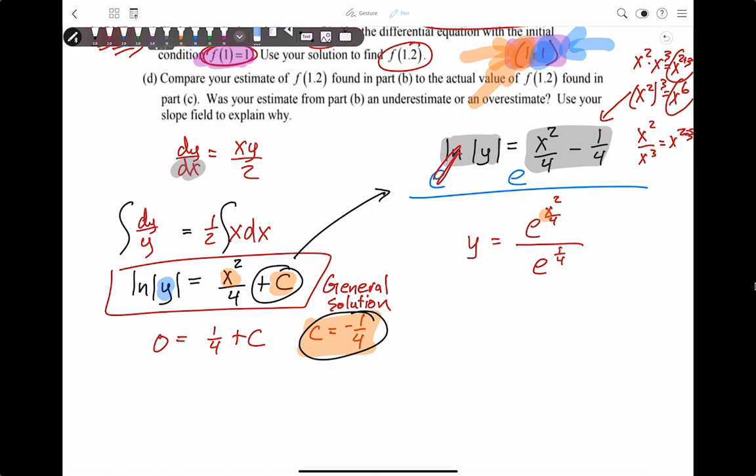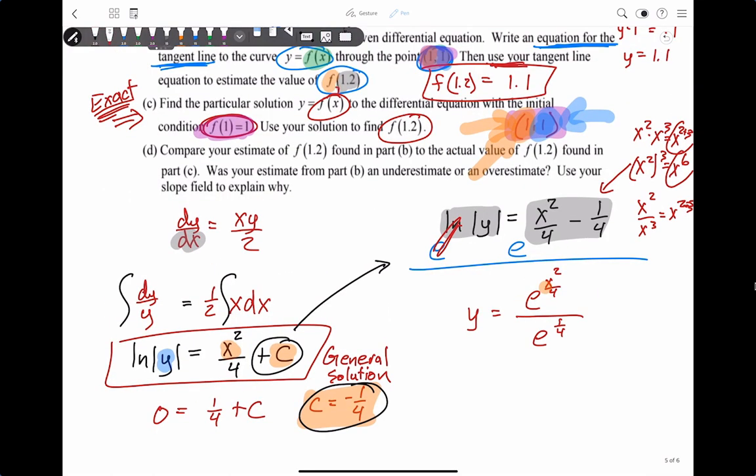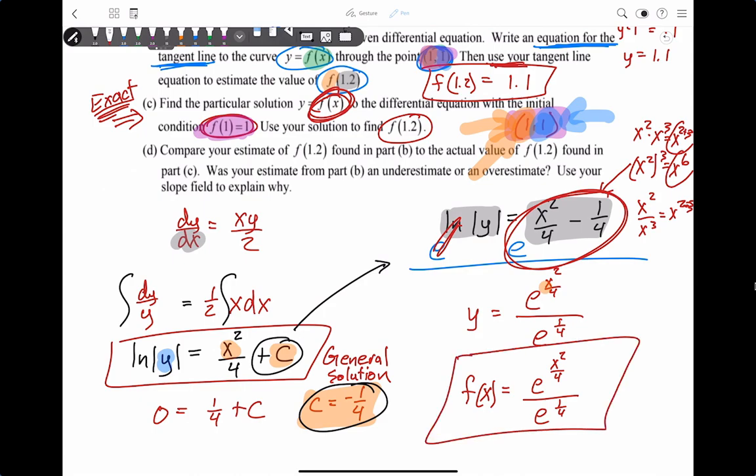This gives us our answer, which you could put as f of x because they were asking for that. f of x for your particular solution is e to the x squared over 4 over e to the 1/4. You could do it like that, or if you choose to leave it like this, either way is going to be correct. So let's say we left it like this.